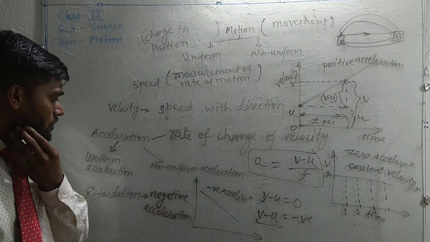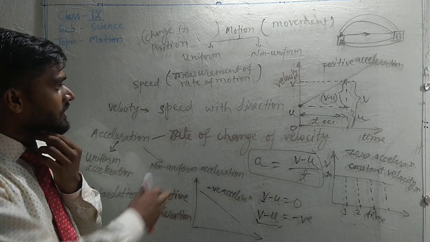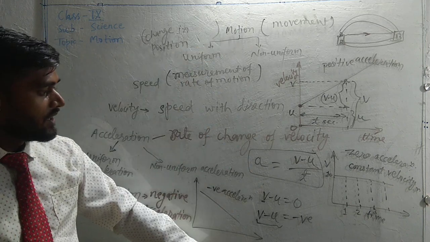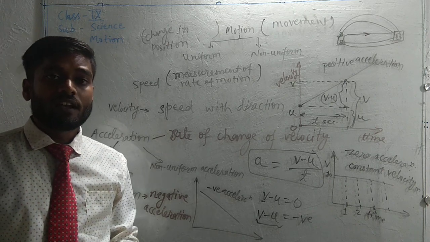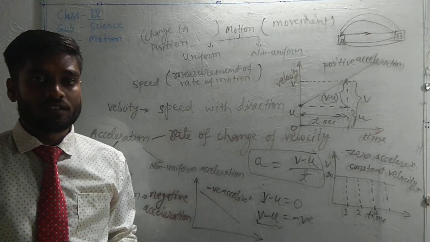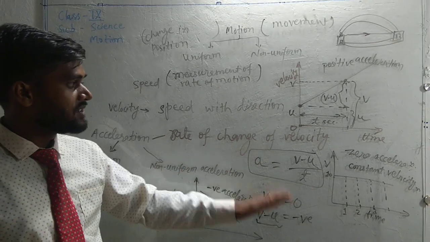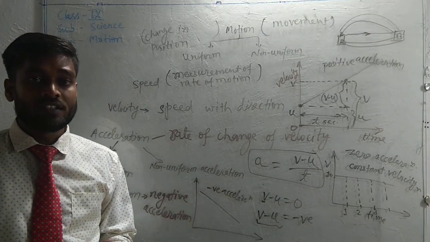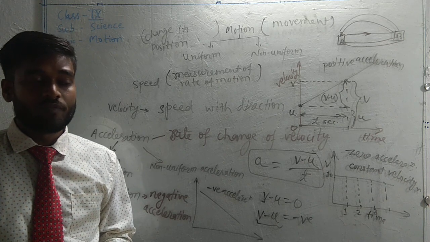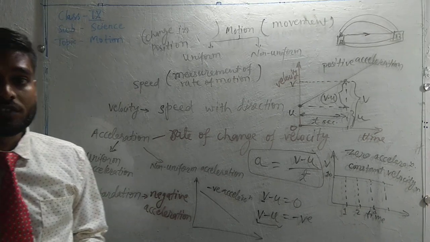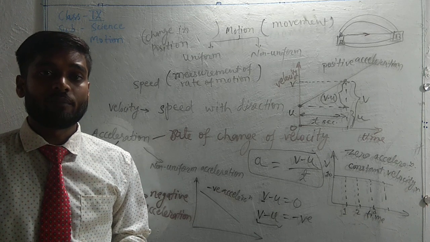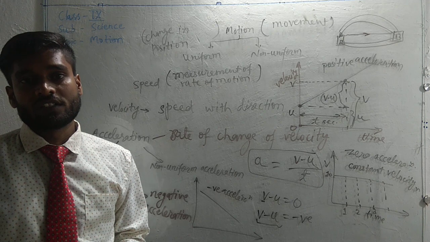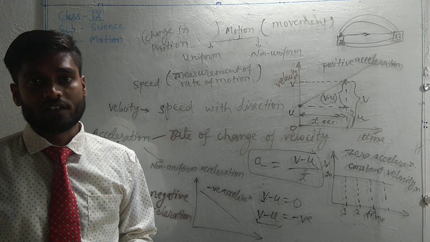Okay, so in this chapter, in this class, we are going to understand up to here only. In the next class we shall study the further topics, like how to represent the motion of an object graphically, and what kind of equations of motion can be derived from those graphs, or how we can derive those equations with alternate methods.